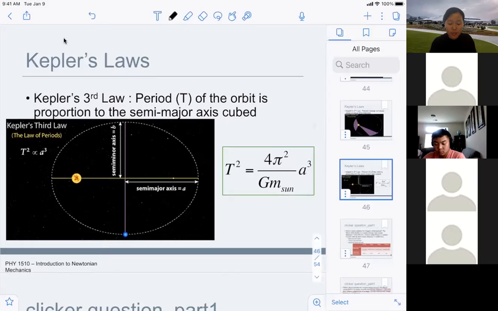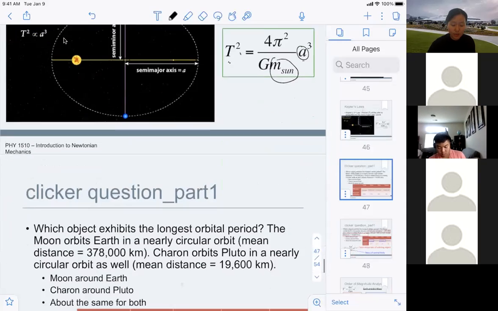So the period of the orbit is proportional to the semi-major axis cubed. So this is considered semi-major axis A, right? Because this is an ellipse, that's why A and B are not equal. So Kepler's third law says T squared, the period squared, is proportional to this distance A cubed. And there are some constants here. So if we're talking about motion around the sun, you use the mass of the sun. And if this is motion around some other planet, you will use the mass of that other planet. Okay, so this is the law of the period of the motion. So that's it. That's the three laws.